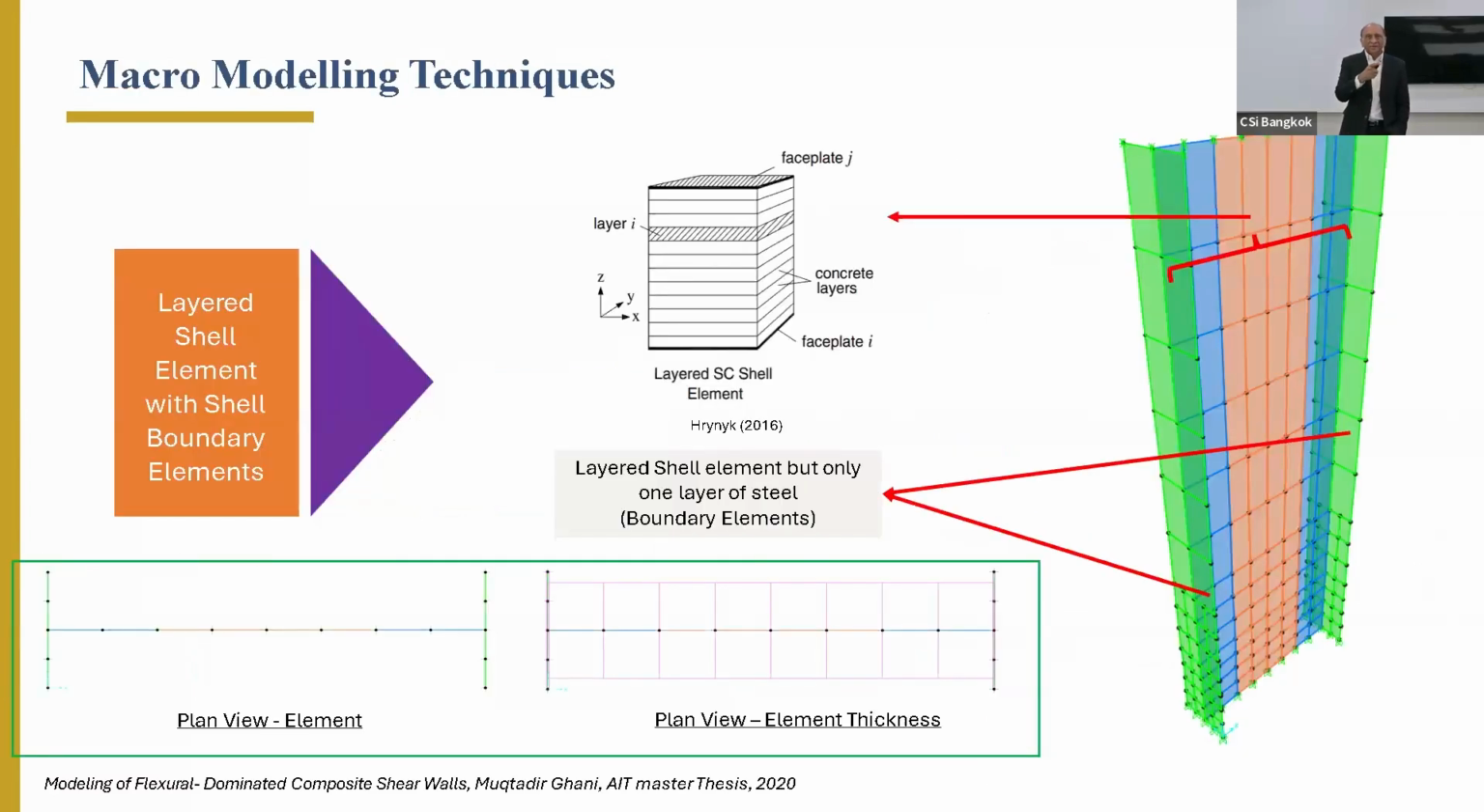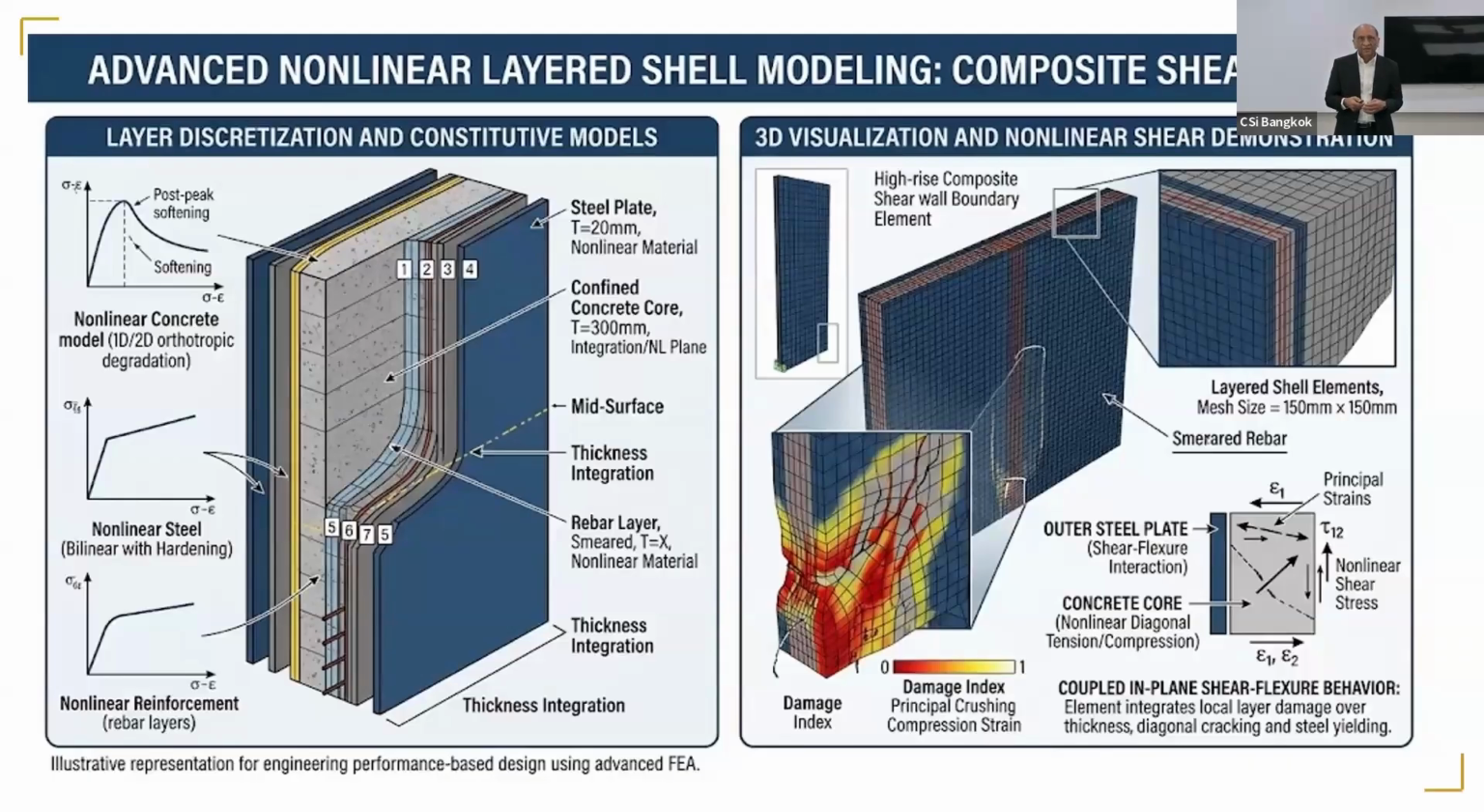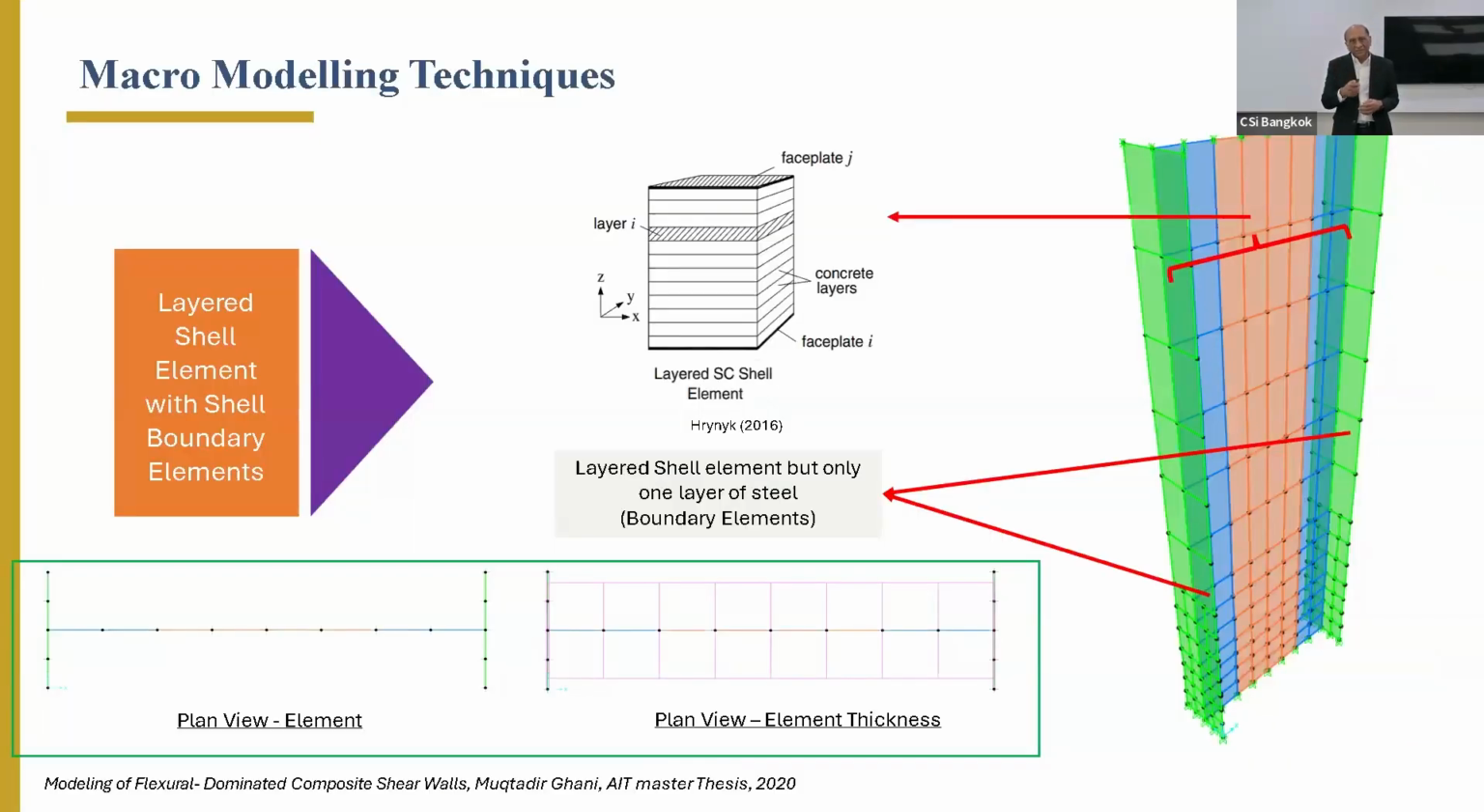So the layered shell element is a macro and micro modeling kind of combined together. You take the section and then you divide the section into a number of layers, one layer representing the outer plate, one layer representing the concrete, another layer representing the other steel, and if you have rebars, you also represent each direction of rebar, and you can change the angle of each material in each layer. You can also make them nonlinear.